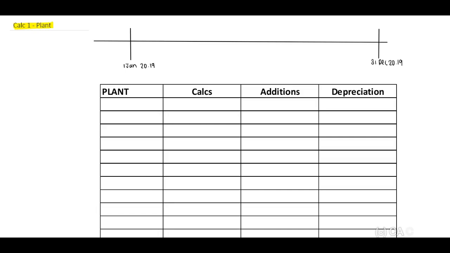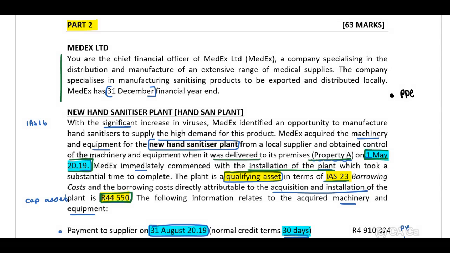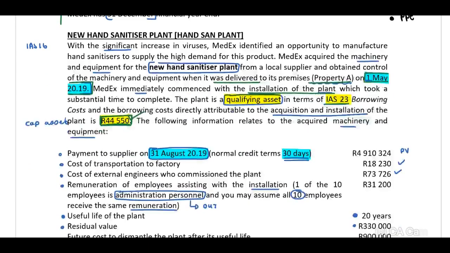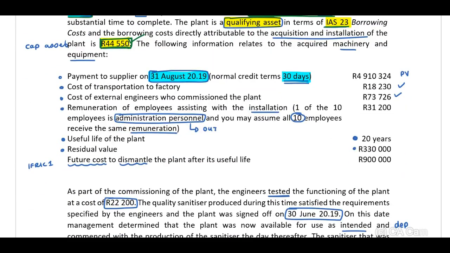I now know that I have my borrowing costs. Now, please, you don't have to write out all of this. I do this for you to be able to follow me. That's all, right? And this is the 44550. Okay? I can tick off that amount. I have used this. The following information relates to the acquired machinery and equipment. Payment to the supplier on 31 August 2019. Remember, our normal credit term is 30 days. Our future value, therefore, this will be the value that will be paid on 31 August.